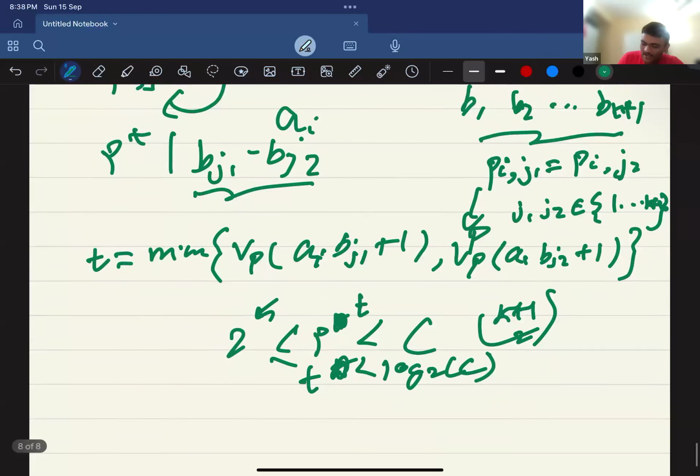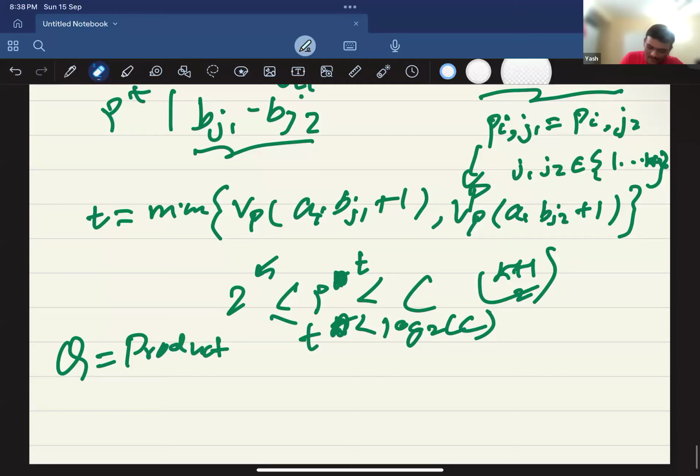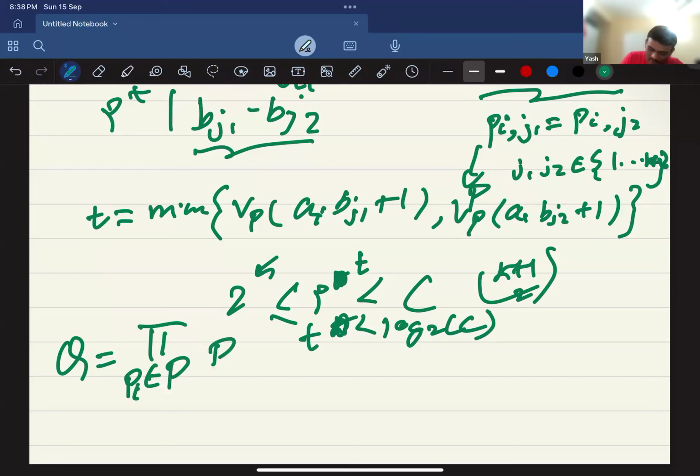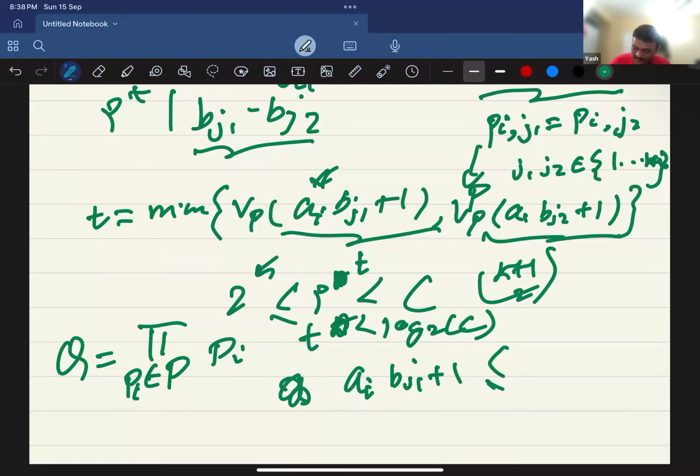So I had considered this set of primes P. If I let Q be the product of the elements of this set P, the product of these primes, then the term that achieved the minimum, say without loss of generality, t was the vp of this. Then I'll have that a_i b_{j1} plus 1 is strictly less than Q to the t, because it contains that. And this is less than Q to the, say, some big number times log 2 C. But this is absolutely bounded, right?